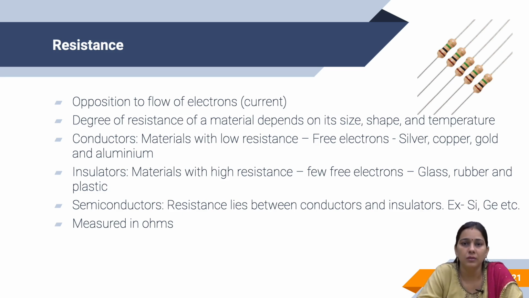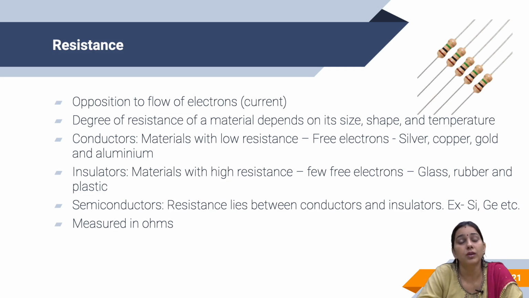Depending upon the resistance, materials are generally classified into three categories. Number one, conductors. Second, insulators. Third, semiconductors. Let us discuss conductors. What will be the value of their resistance? The materials that have minimum or low resistance are classified as conductors, for example gold, aluminium, copper, etc.